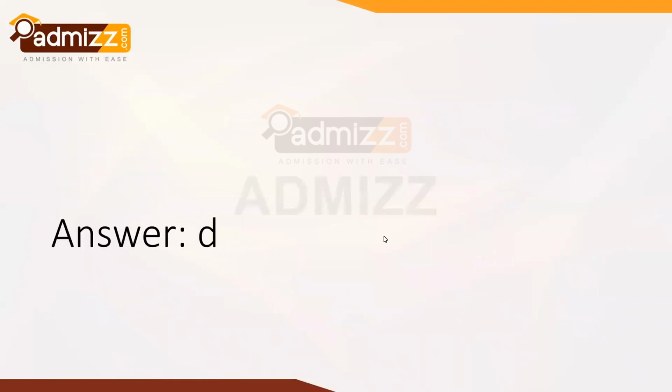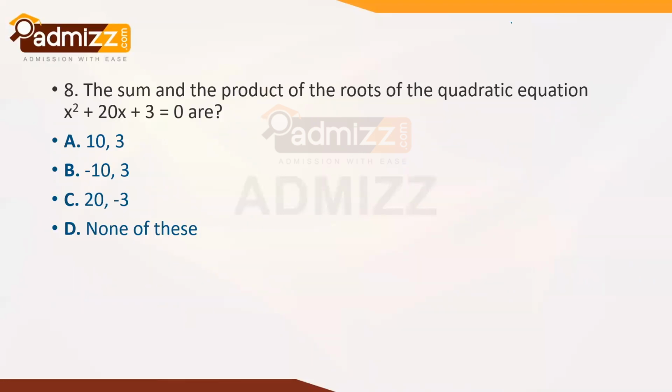All right, so with this done, let's move to the eighth question. The sum and the product of roots of this quadratic equation are what? This can be directly solved. It's quite basic, right? We know the formula for it. You don't even need to solve for the roots; just by looking at this equation, it can be solved.